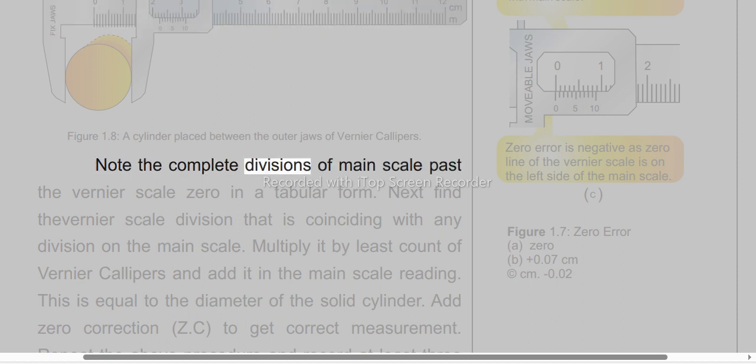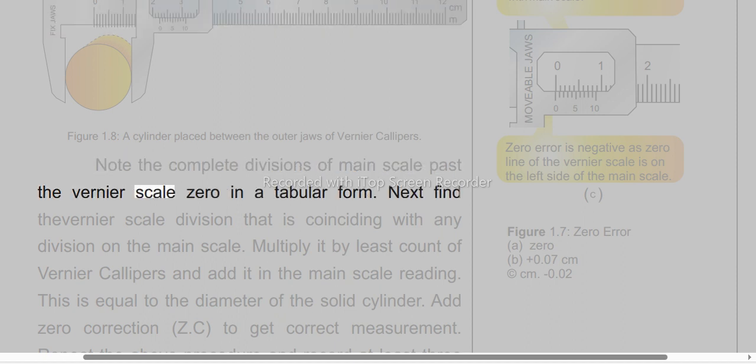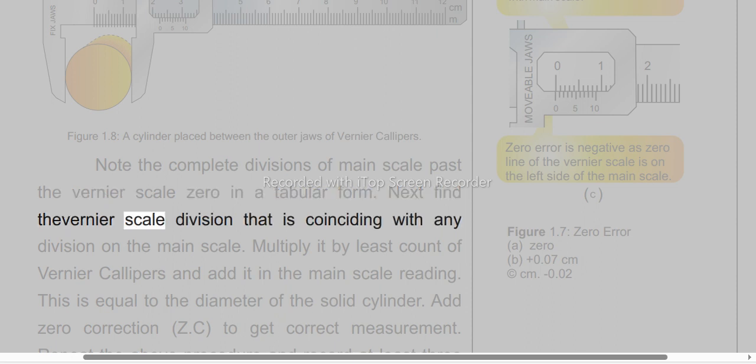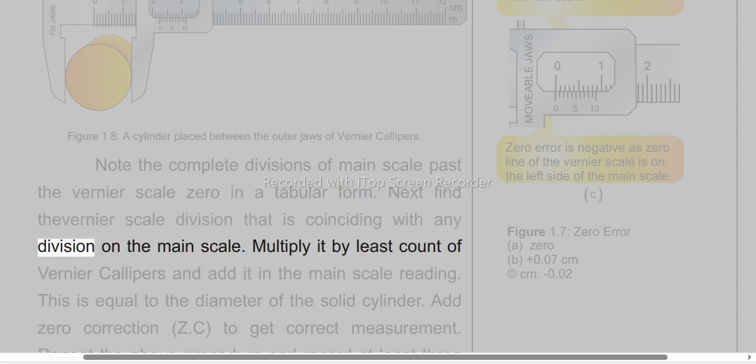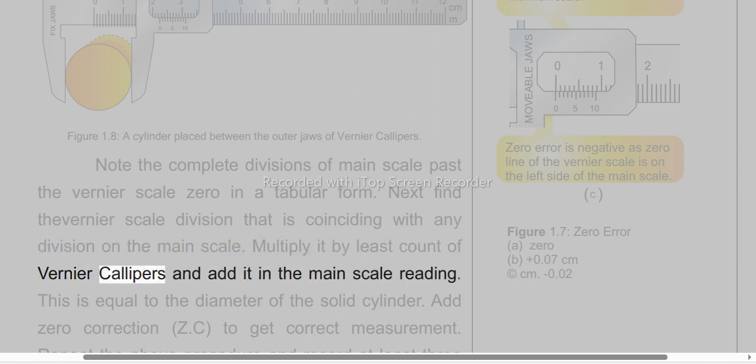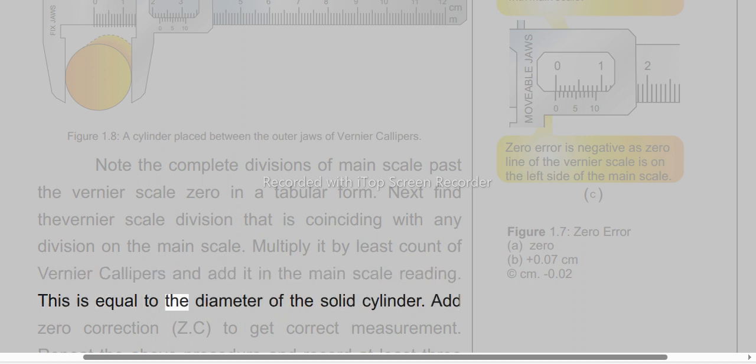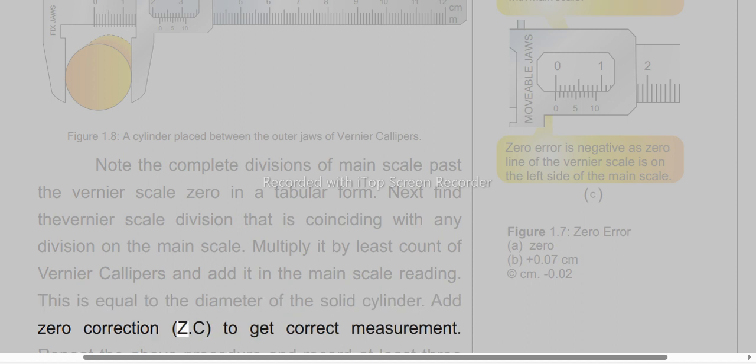Note the complete divisions of main scale past the vernier scale 0 in a tabular form. Next, find the vernier scale division that is coinciding with any division on the main scale. Multiply it by least count of vernier calipers and add it in the main scale reading. This is equal to the diameter of the solid cylinder. Add zero correction, Z.C, to get correct measurement. Repeat the above procedure and record at least 3 observations with the solid cylinder displaced or rotated each time.